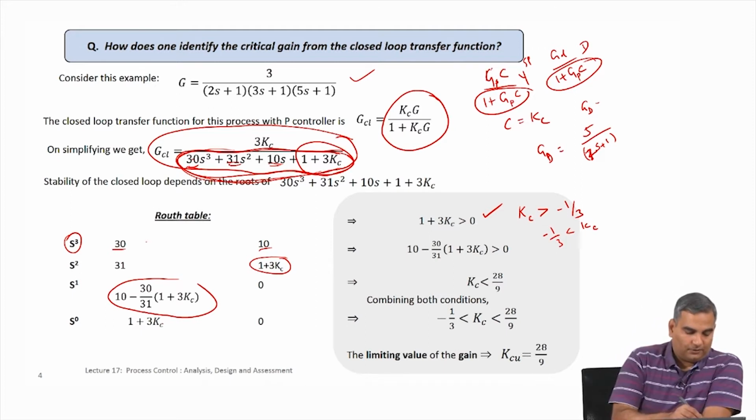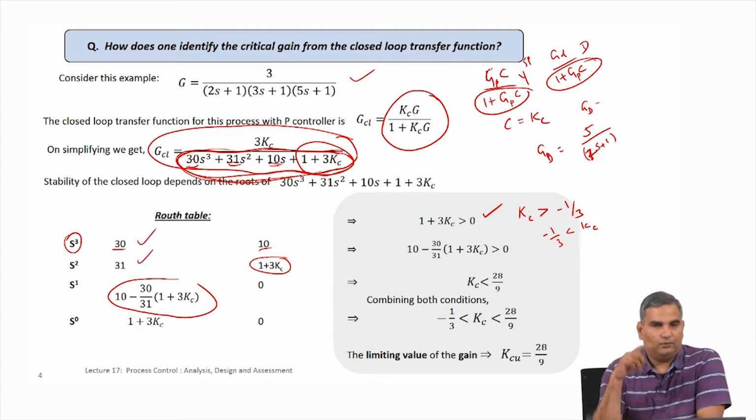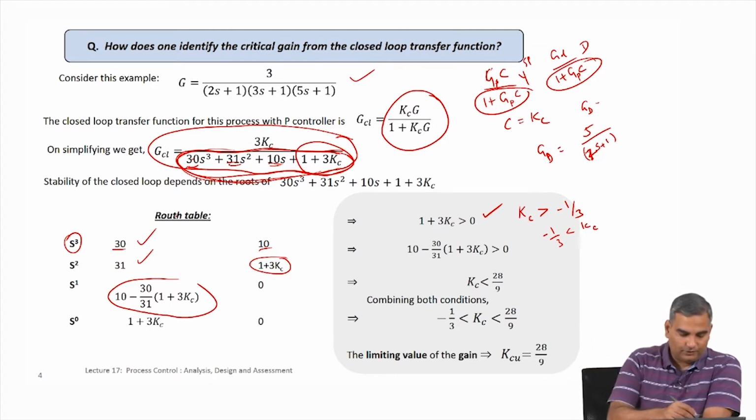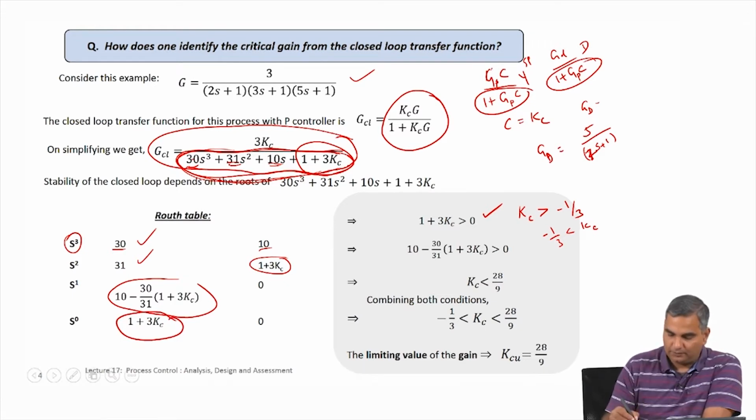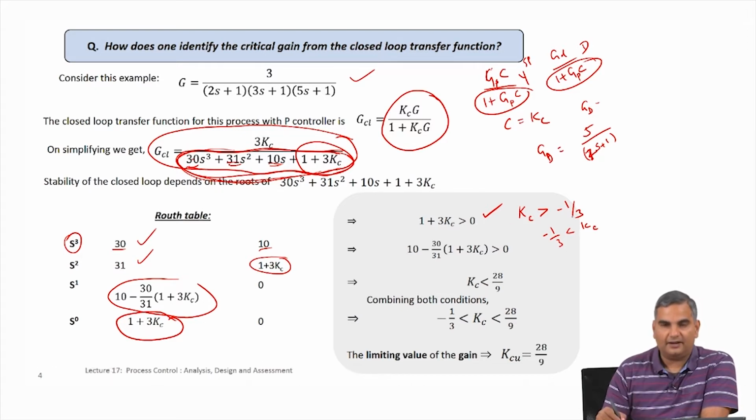We know this is a positive number, and this is a positive number. From the root stability criterion, once we pass the first test, that all coefficients are positive, the next test is that there are no sign changes in the first column. If there are no sign changes, there are no roots in the RHP. If this were not positive, we would not even come here, and we have already generated a condition for that for Kc. So we are doing this analysis assuming Kc is greater than minus 1 by 3.